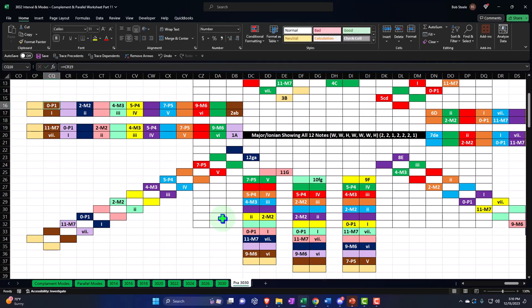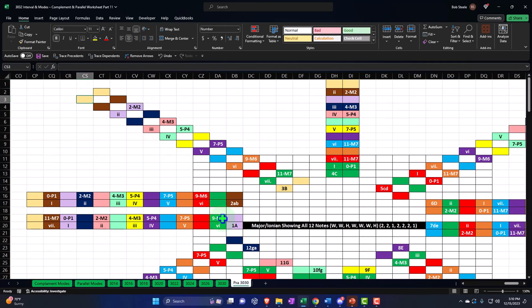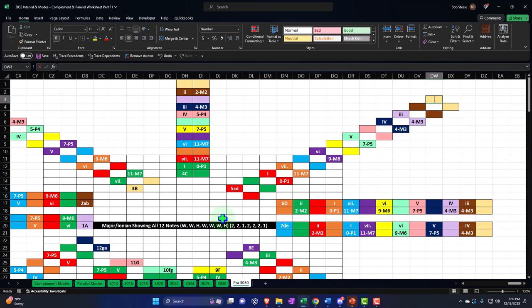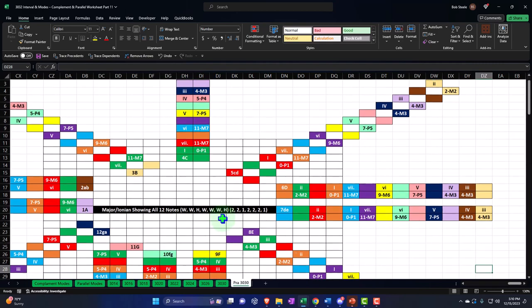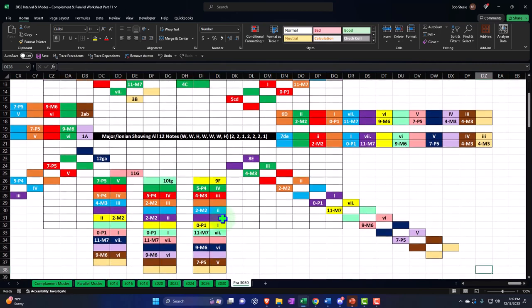Let's do it one more time. So now we're going to say that the B is the 1. If we start on a B, we're going to make it the 1. That means it's a perfect first, 0 notes away. And then we're going to go whole step to the 2. So the 2 is over here. That's the 2, and it's going to be a major second. Whole step from the 2 to the 3. There's going to be the 3.